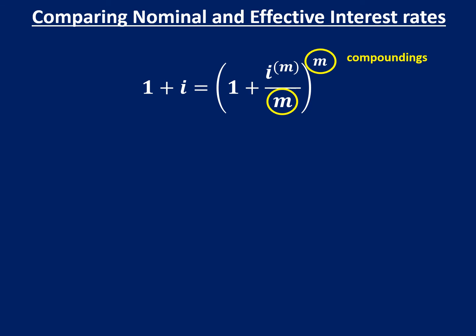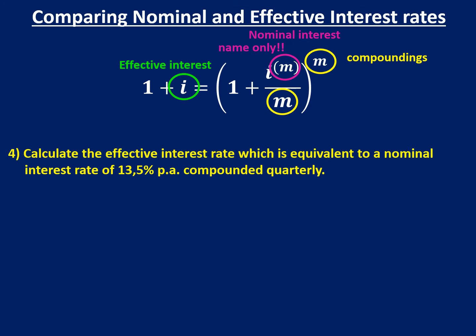So the number of years is irrelevant in this calculation. Those M's must match. The M in the brackets is a name only. Remember, the M in the brackets tells me that it's the nominal interest. And the I on the left-hand side is the effective interest. So let's have a look at an example.